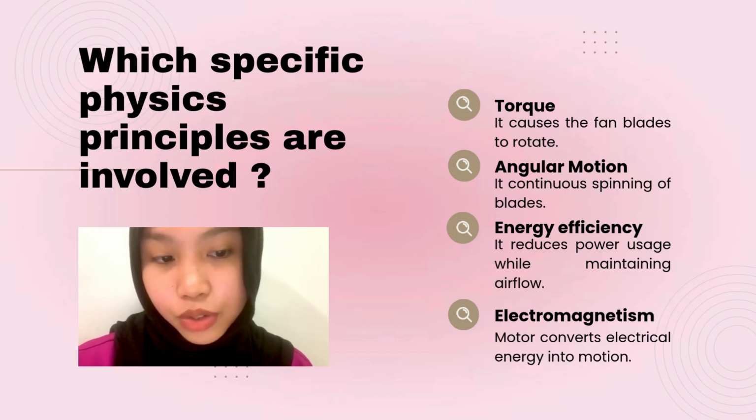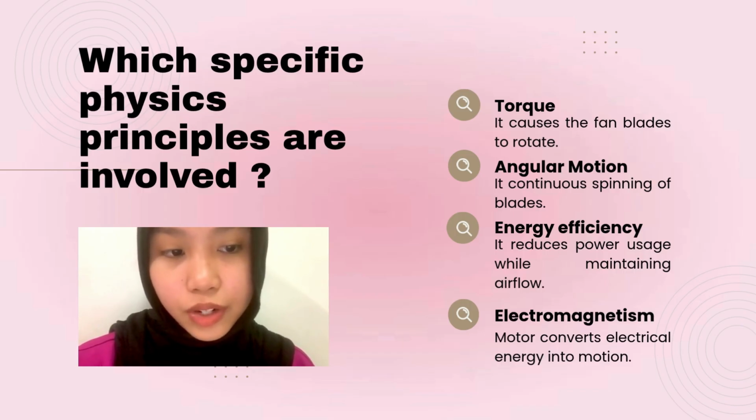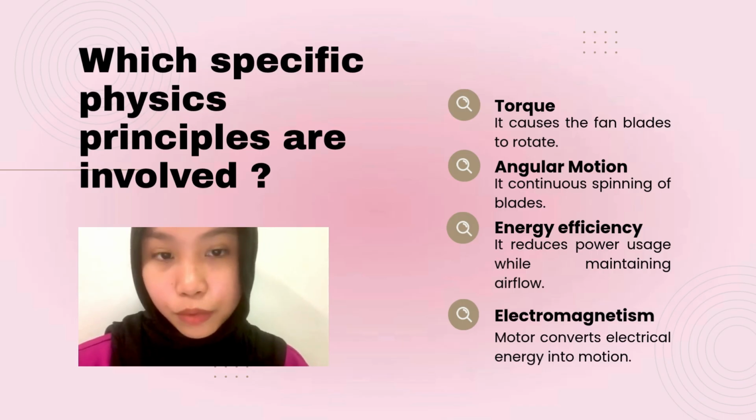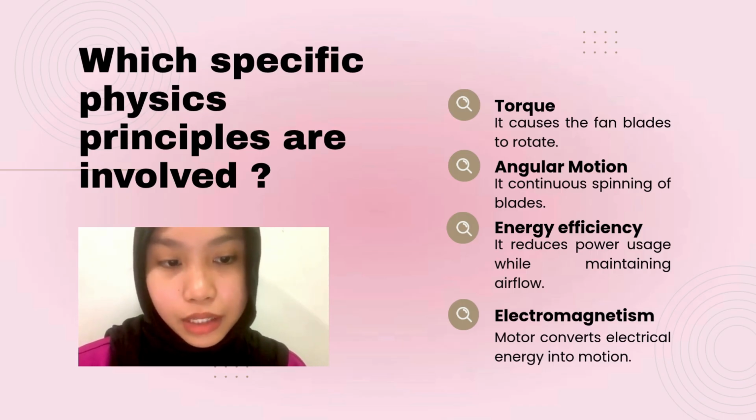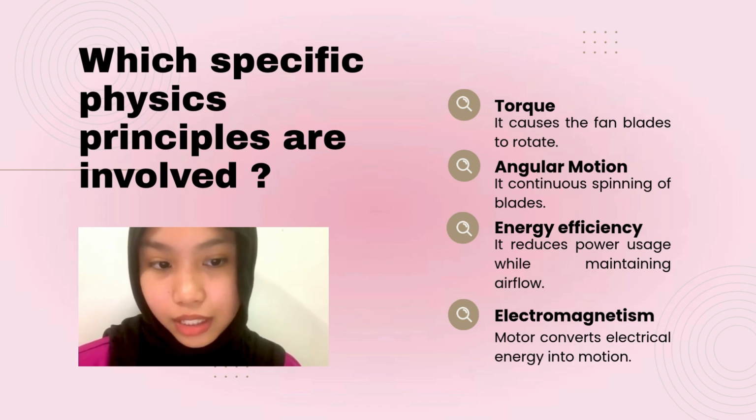Next, electromagnetism plays a crucial role inside the motor. When electric current flows through the coil, it creates a magnetic field, which interacts with other magnetic components to produce a force that drives the rotation. Lastly, energy efficiency is important to ensure that the fan can operate using minimal electrical energy while still producing effective airflow. This helps the battery last longer and reduces unnecessary energy loss such as heat.